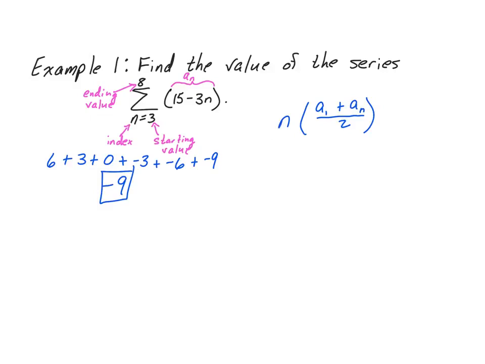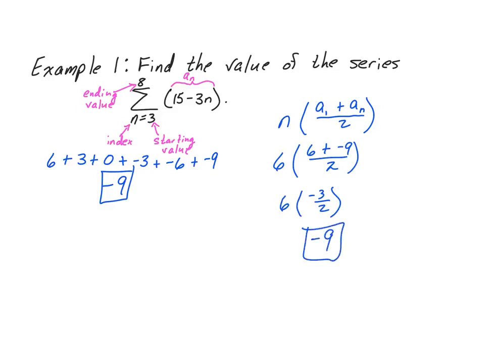All right, so we have an n value of 6. A sub 1 is our first term, which was 6. A sub n was the last term, which was negative 9, and then divided by 2. All right, so this gives us 6 times negative 3 over 2, which is negative 18 over 2, or negative 9. All right, so that's how the formula works on that.